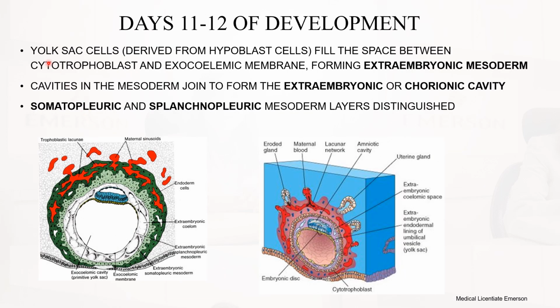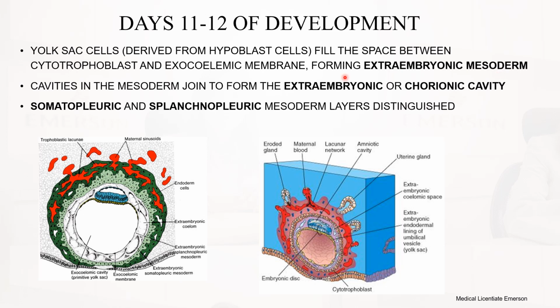So remember, the yolk sac cells in this stage, which are derived from the hypoblastic cells. Remember, we said the hypoblast cells are the ones which form and surround the yolk sac. So the yolk sac cells, which are derived from the hypoblastic cells, fill the space between the cytotrophoblasts and the exocoelomic membrane. So after that, it forms the extraembryonic mesoderm.